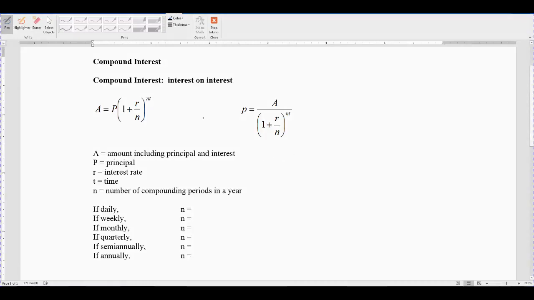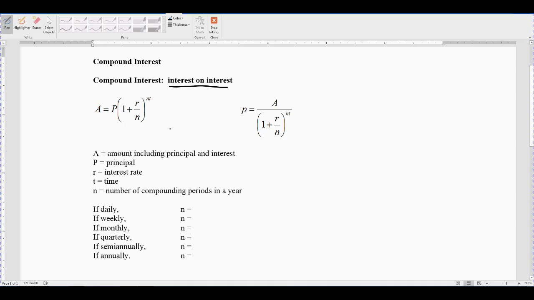Compound interest is interest on top of interest. Say you invest $100 and make interest the first month. On the second month, you not only earn interest on the first $100, but also on the interest that you made from the first month. That's what I mean when I say interest on interest. It accumulates more rapidly than simple interest does.